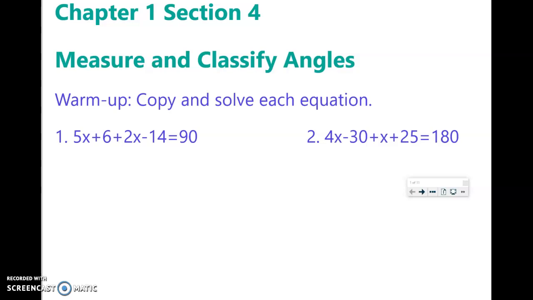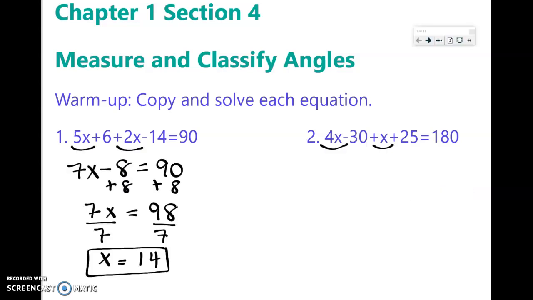Hey guys, today we're going to do section 1.4, measuring and classifying angles. Make sure you have your notes and a pencil ready. Take a few minutes and solve this warm-up here, solving each of these equations for x.